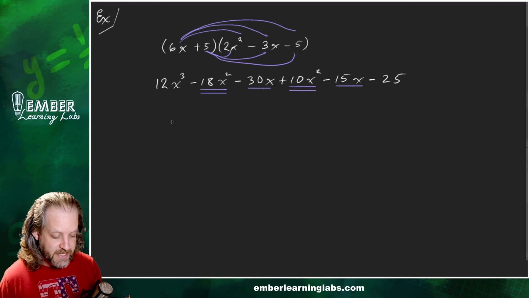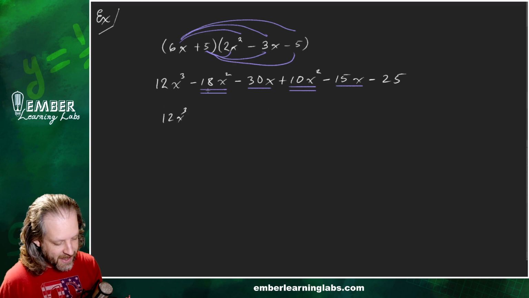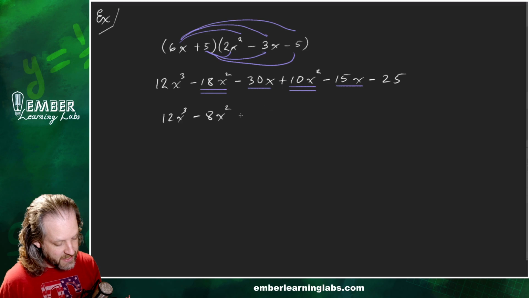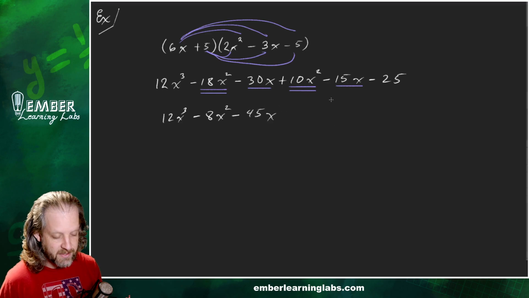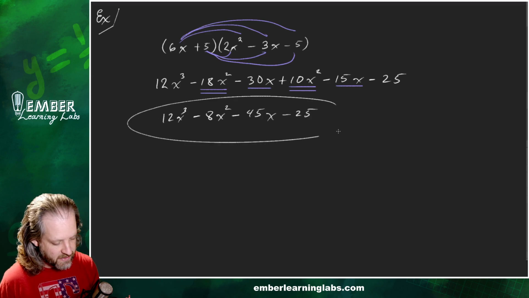So we're going to put that biggest exponent first. So 12x cubed, leading coefficient would be 12, right? Negative 18x squared plus 10x squared would be minus 8x squared. And then negative 30x plus negative 15x would be negative 45x, right? And then minus 25. And that is all she wrote.